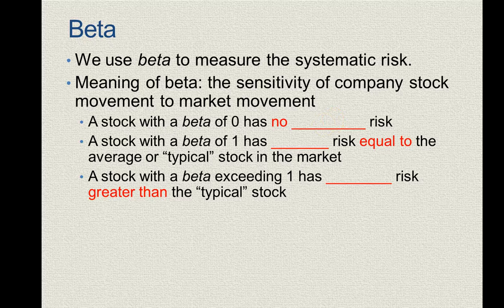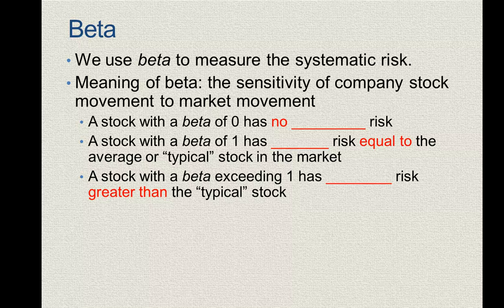So how do we measure systematic risk? A well-diversified portfolio means that all the unsystematic risk is eliminated through diversification, so only the systematic risk remains. And the systematic risk is measured by beta. The meaning of beta is the sensitivity of a company's stock movement to market movement.